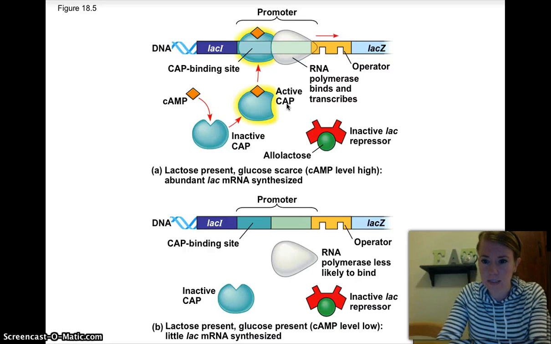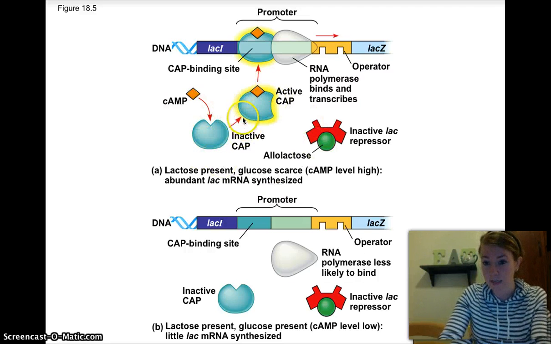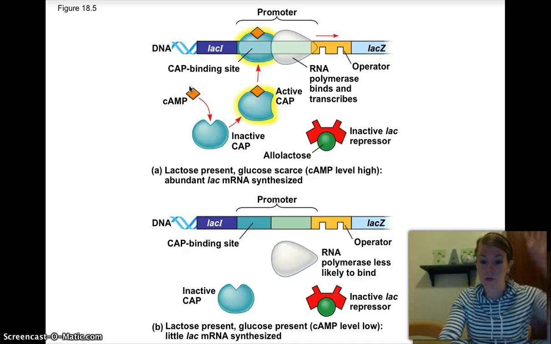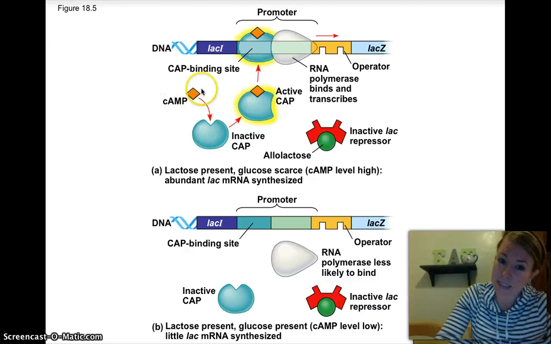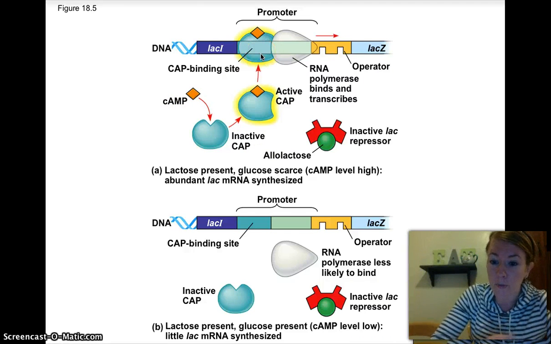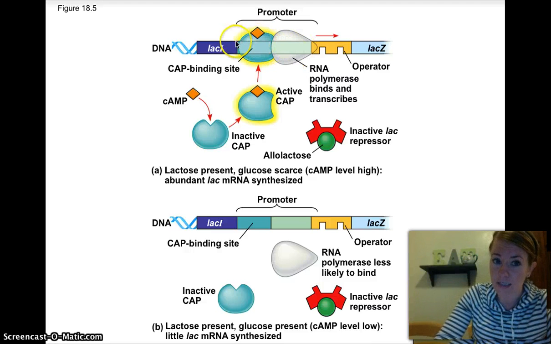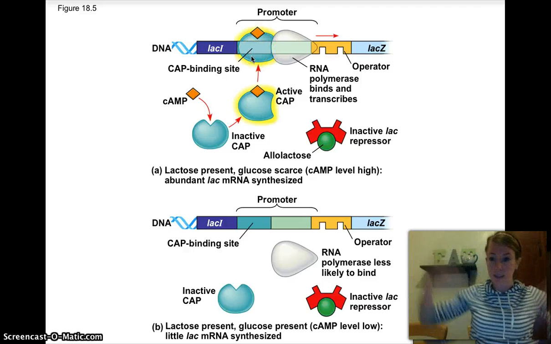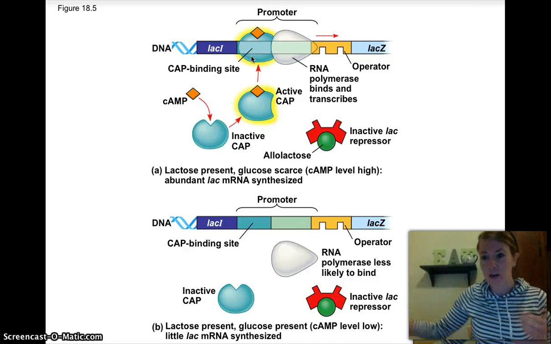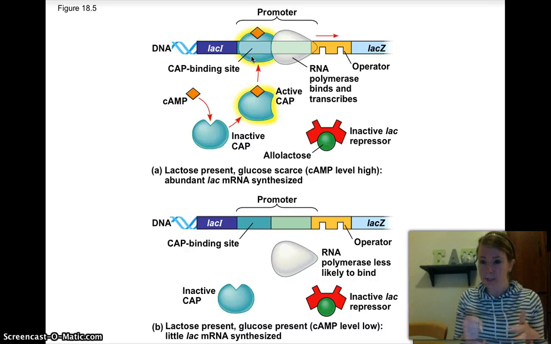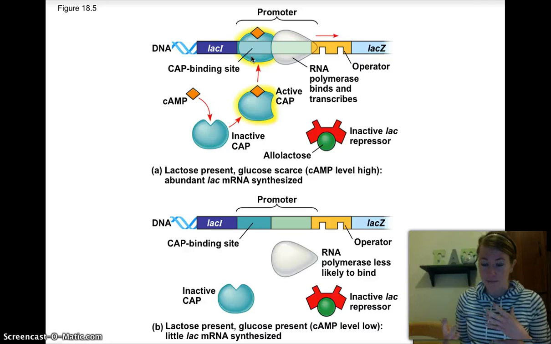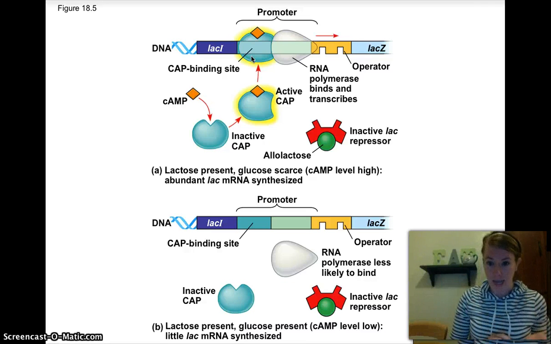So that's the purpose of CAP. So CAP is activated by cAMP because when glucose levels are low, cAMP levels are high. So CAP gets activated by the cAMP, binds to it, now it's active. Then CAP binds to a special region in the promoter site called the CAP binding site, binds there, and then says, hey, RNA polymerase, come here, quickly, quickly. And RNA polymerase comes over and transcribes the genes to break down lactose. So they work together, the Lac repressor and CAP.